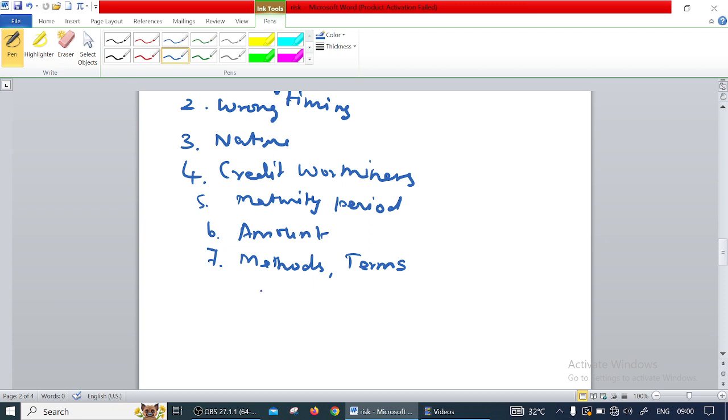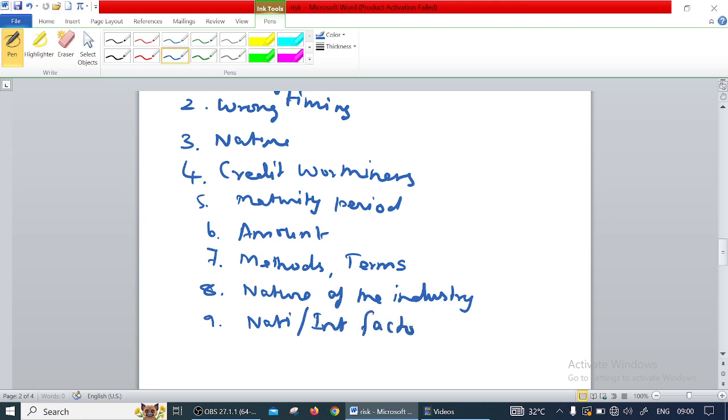Suppose I am investing my money in the automobile sector, then we want to look at the factors pertaining to the automobile sector and the national and international factors. Nature of the industry. Then we also look at general fundamental factors, or national and international factors. So these are all the causes of the risk.